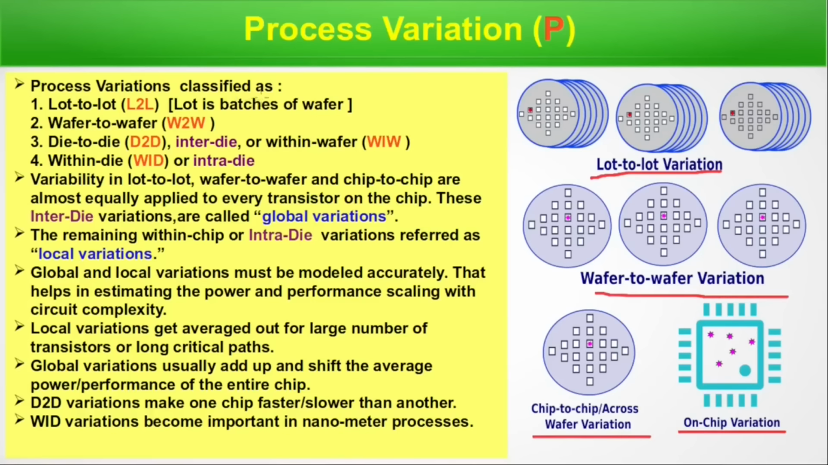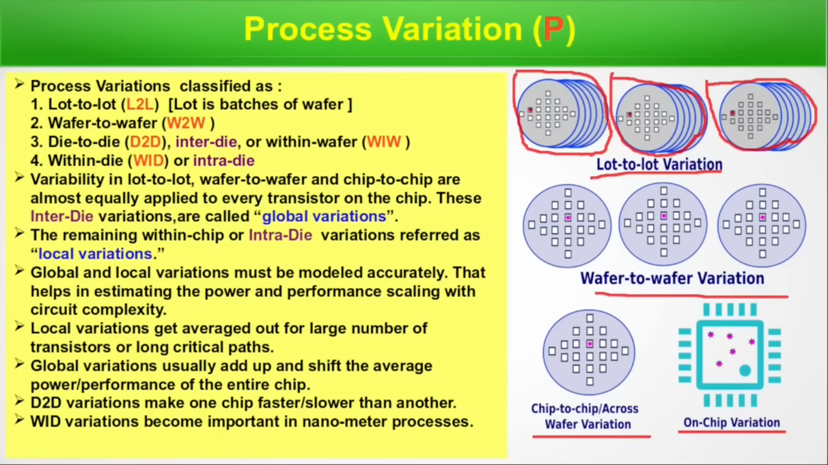Process variations can be classified as lot to lot, that is L to L, wafer to wafer, W to W, die to die, that is D to D, inter die, or within wafer, that is WIW, and within die, WID or intra die. Now let's understand in a little bit more detail. Lot is a batch of wafers. Usually wafers are fabricated in batches. So in one batch, n wafers are processed. That is one lot. Once it's done, then another lot is done.